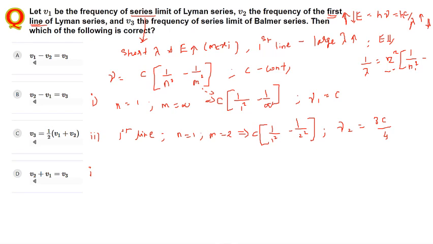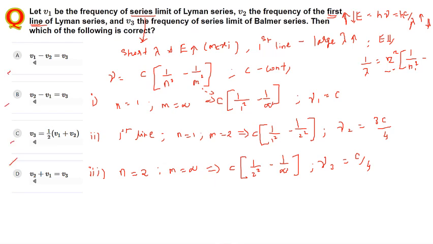Next, the third one is about the Balmer series. Again this is the series limit, so n is equal to 2 and m is equal to infinity. Again I mention c into 1 by 2 square minus 1 by infinity. From this, nu 3 is equal to c divided by 4. From all these, four answers will be there.